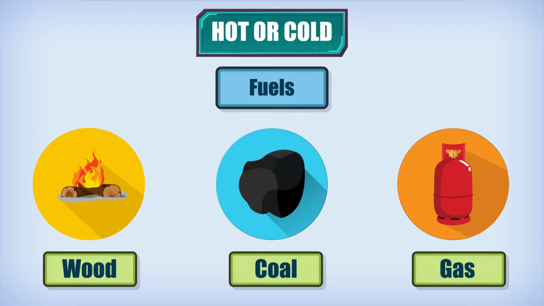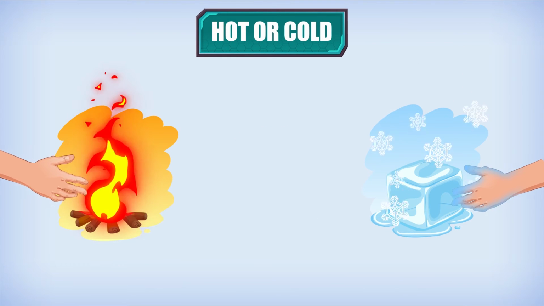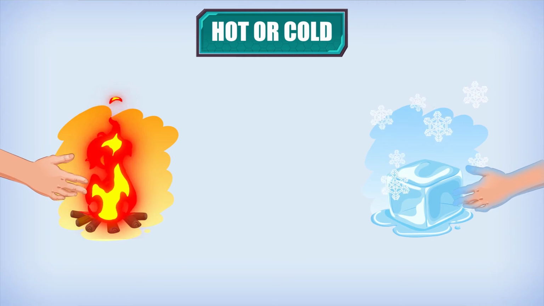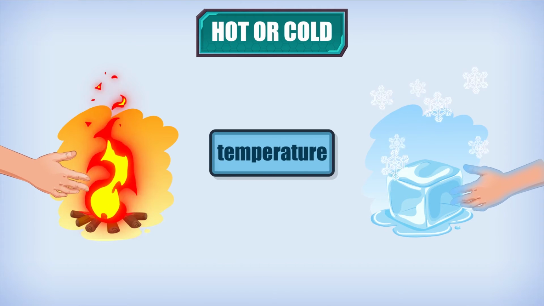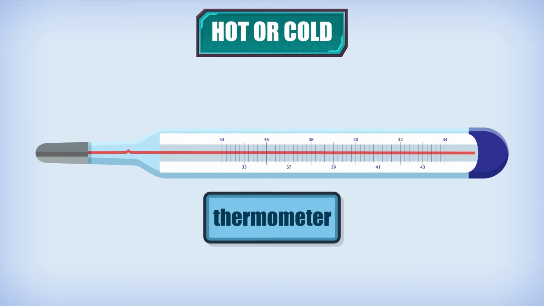These are called fuels. We can all sense if an object is hot or cold by touching it, but we cannot tell the measure of hotness or coldness. A reliable measure of hotness of an object is its temperature. Temperature is measured by a device called thermometer. Have you seen a thermometer?